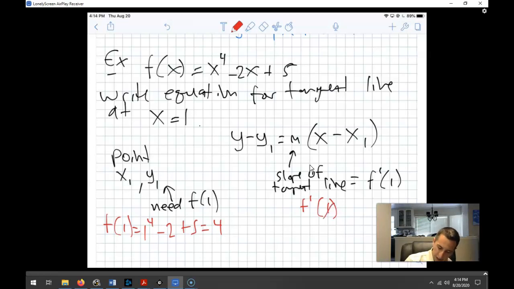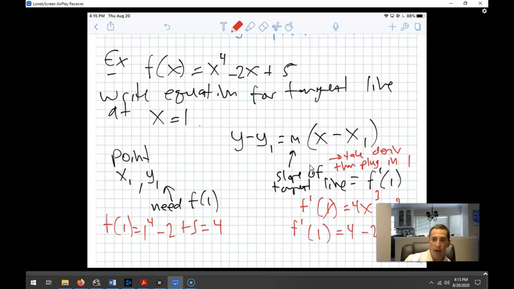So always a good example. Okay, so one thing we should also point out is that you're going to take the derivative first and then plug in 1. So you always take a derivative before you plug in a value. So when I take the derivative first, I'm going to get 4x cubed minus 2. So then when I find f prime of 1, I'm going to get 4 minus 2, which is equal to 2. Okay, so now I'm actually done.